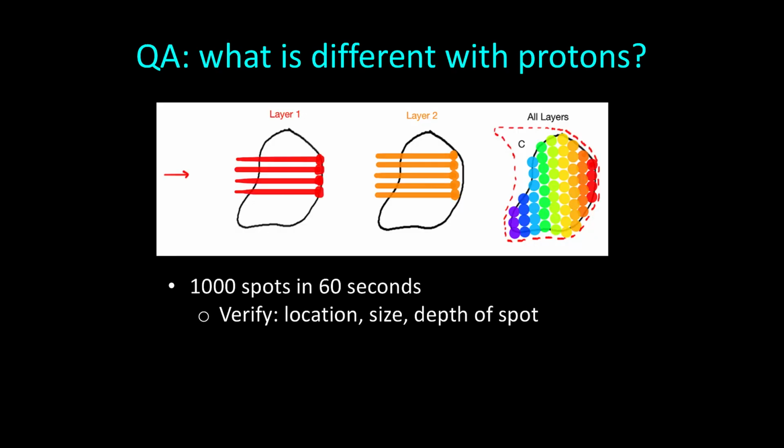So let's move on to discuss quality assurance measures in proton therapy. Again, these are somewhat different than photon therapy. What's different? Well, for one, often in these pencil beam scanning systems, you have 1,000 spots delivered in 60 seconds. And you need to verify the location, size, and depth of each of those spots. So that's a challenge. And also, there can be very high dose rates, over 1,000 gray per minute in each spot. That makes it challenging to use detectors sometimes.